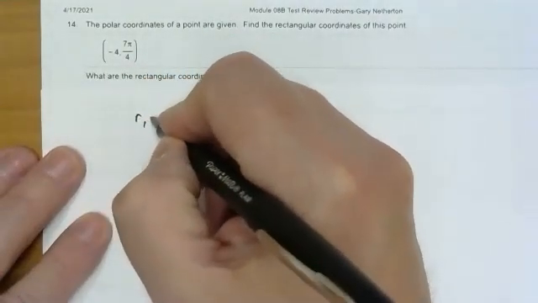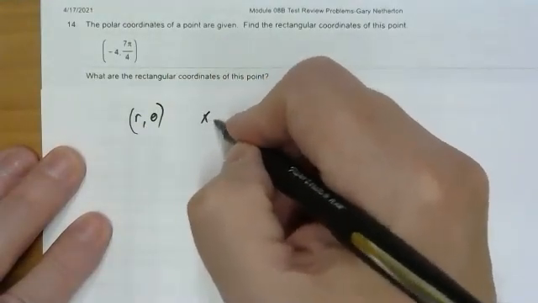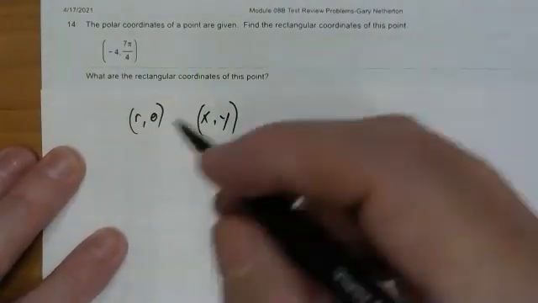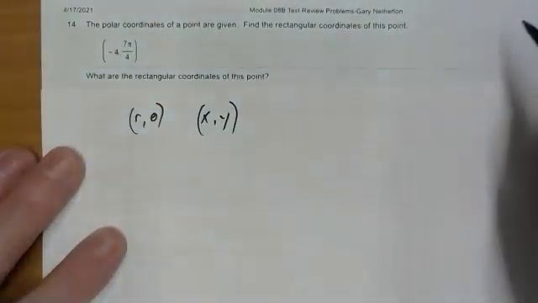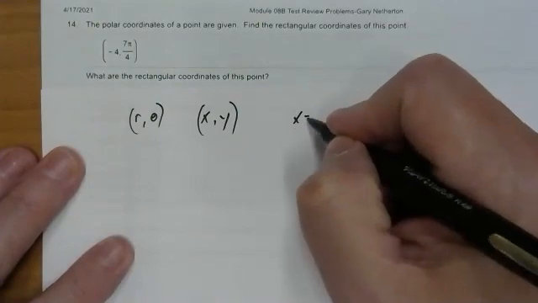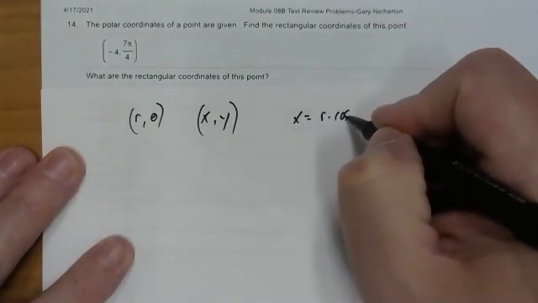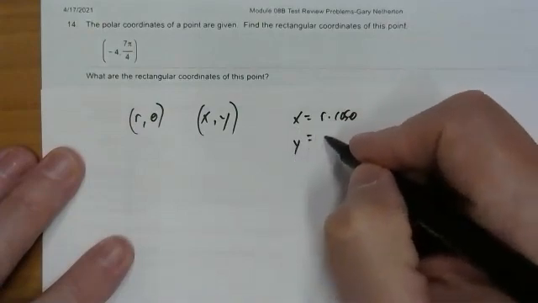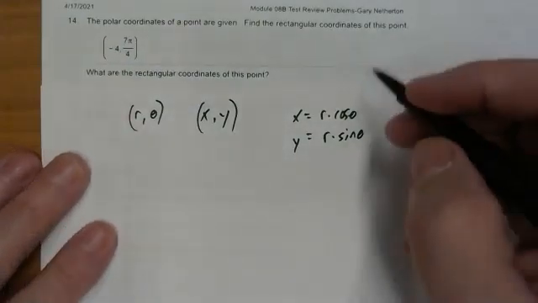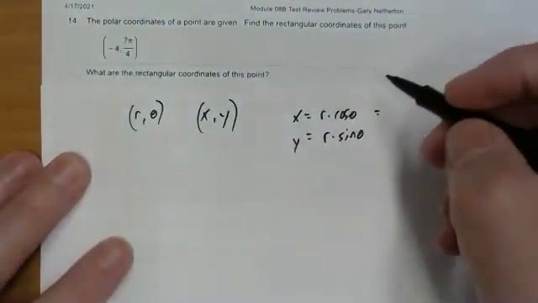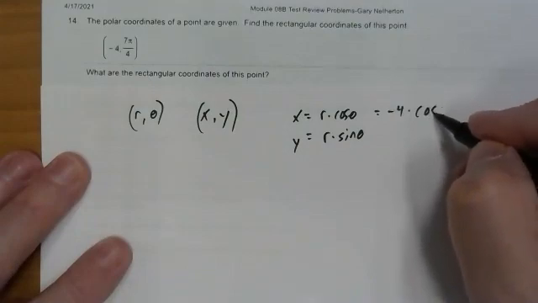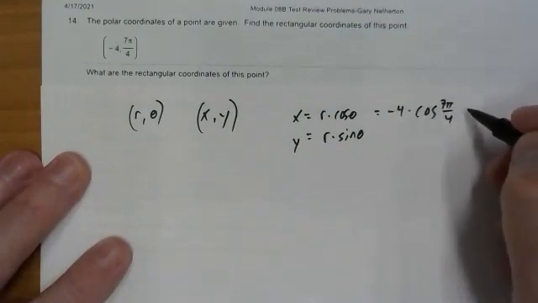So we have r, theta polar coordinates and x, y rectangular. Here are the equations we use. If we're given a polar coordinate and we want to find x and y, x is r times cosine theta and y is r times sine theta. So it's pretty straightforward. r is -4, cosine of theta, cosine of 7 pi over 4.